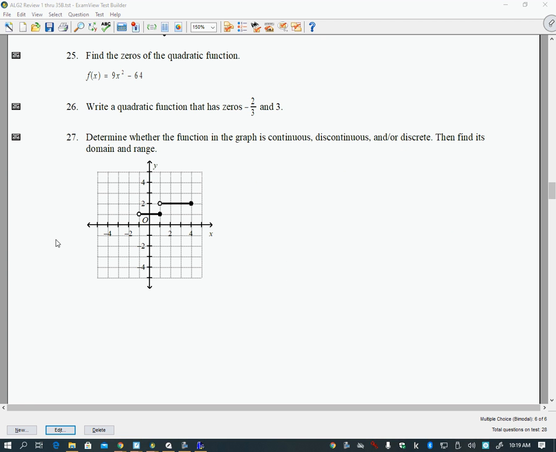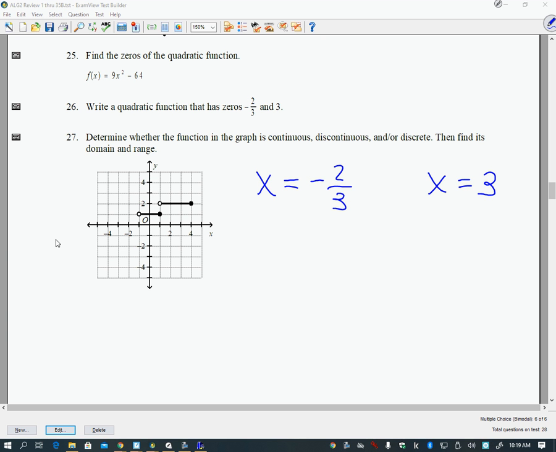No, 26 is not exactly the same. In fact, it's kind of the same, but we're going backwards. So basically we're saying that x equals negative 2 thirds and x equals 3. Remember, what was the answer on the last one? Was it 3/8 or 8 thirds? 8 thirds? All right, so imagine that we had 8 thirds.